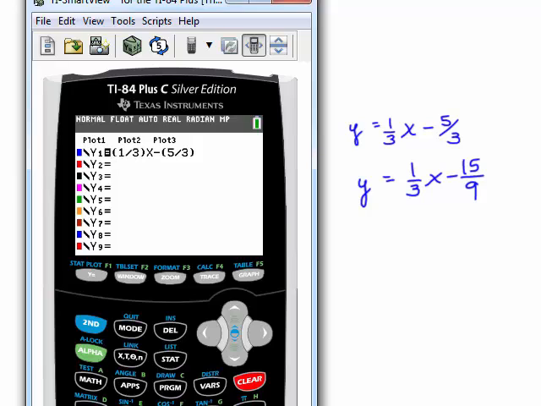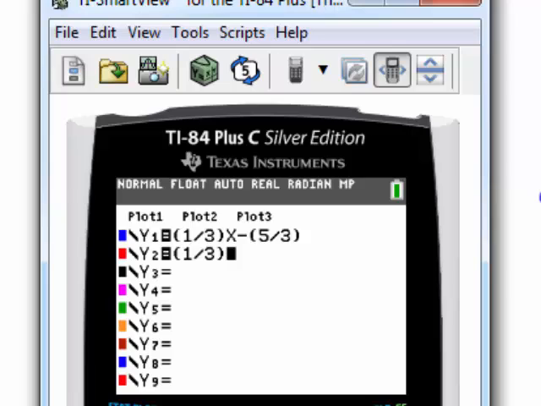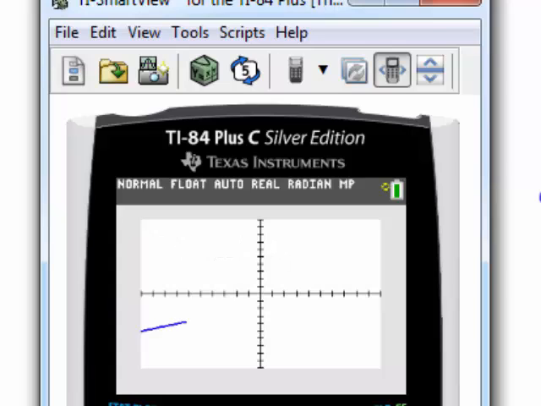I have already typed the first equation in, 1/3 x minus 5/3. I will type in the second equation. I am putting 1/3 in parentheses, that is 1/3 times x minus, and I'll put 15/9. I will graph it, and there is my first line. And there is my second line. It is the same line.